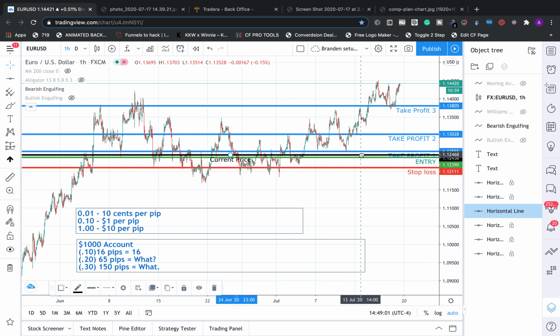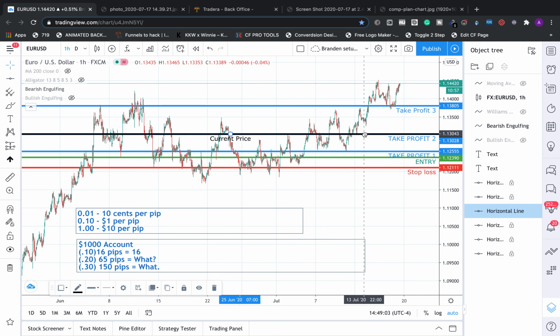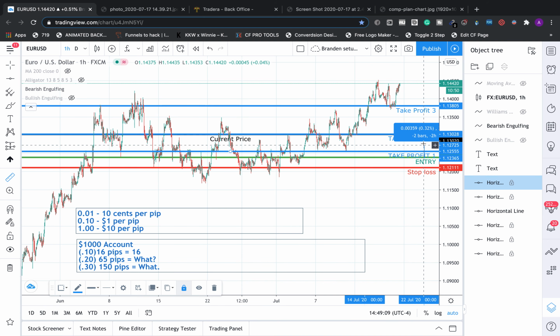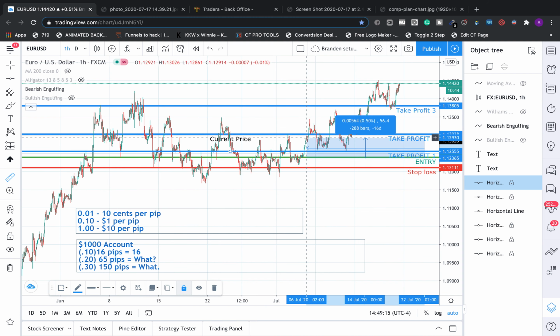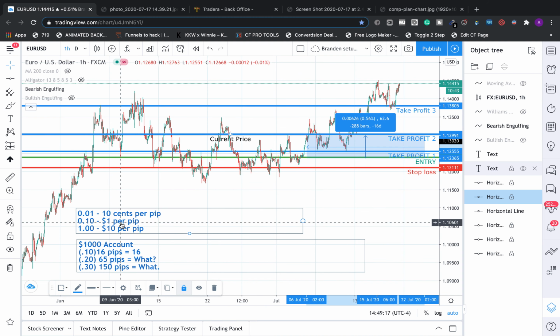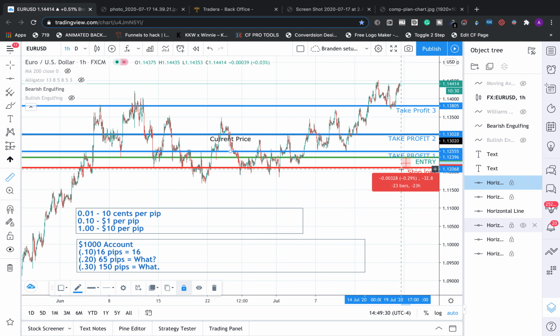And let's say it goes all the way up and hits my take profit. Well, I did $1 a pip. And just to measure this for you, from the entry to the take profit was 65 pips. And remember, 0.10 is $1 a pip. So if you do $1 times 65 pips, you have made $65. Very basic math. Now, if I had lost that trade, I would have lost, let's see, we measure it, 30 pips.